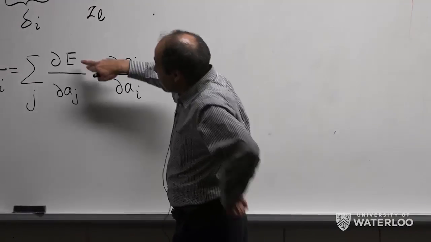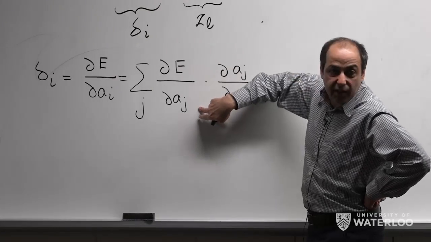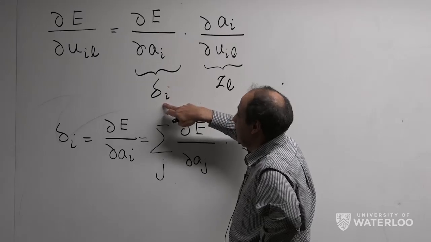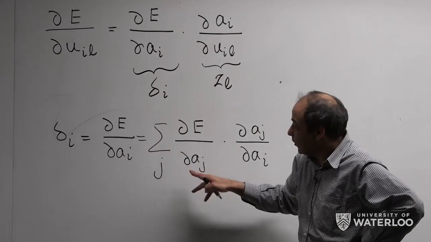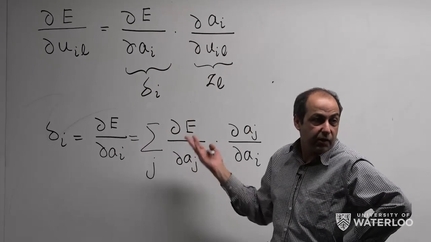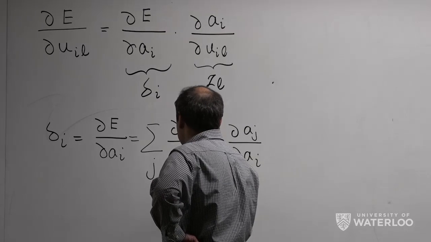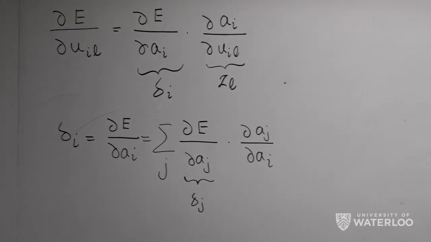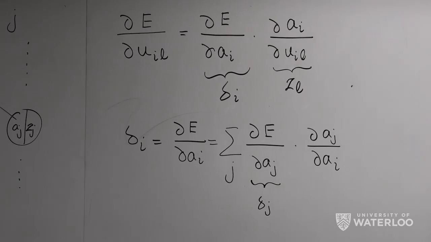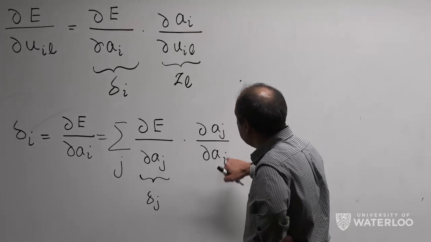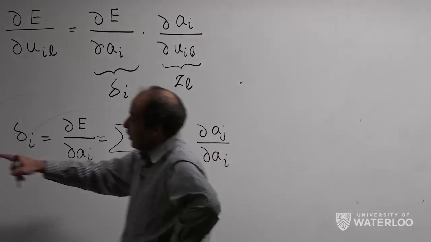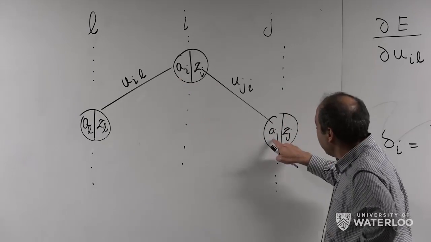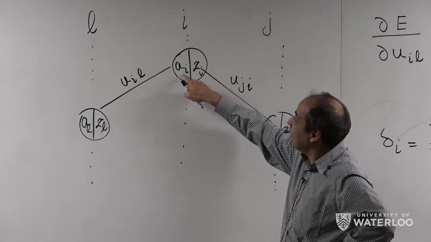Okay, derivative of E with respect to AJ. I had derivative of E with respect to AI, which was unknown. I call it delta I. Now I have it with respect to AJ. It is unknown again. I just call it delta J. Then I have derivative of AJ with respect to AI. I can write it as AJ with respect to ZI, ZI with respect to AI.